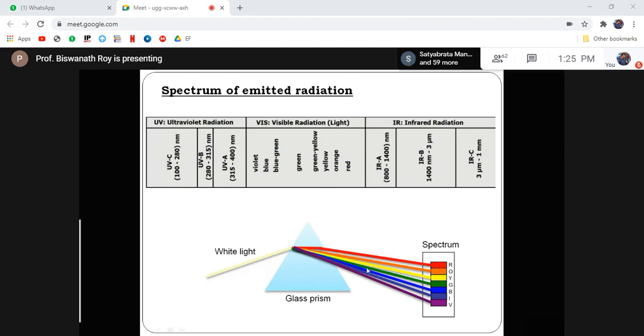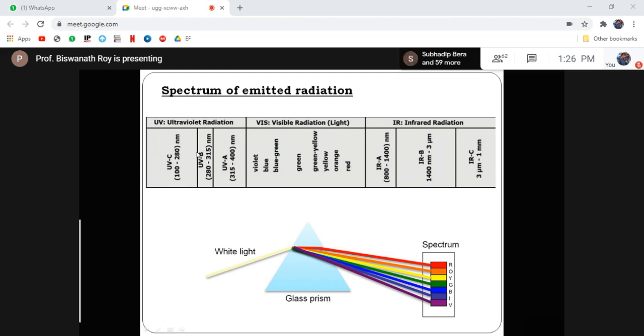So this phenomenon is dispersion. By dispersion, we can get the spectrum of the incident radiation. So whatever may be the incident radiation, by dispersion, we can get the spectrum. This is the optical process, as I told you, dispersion.